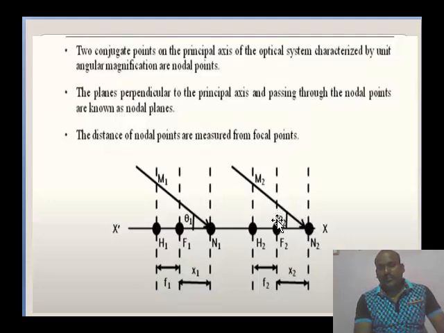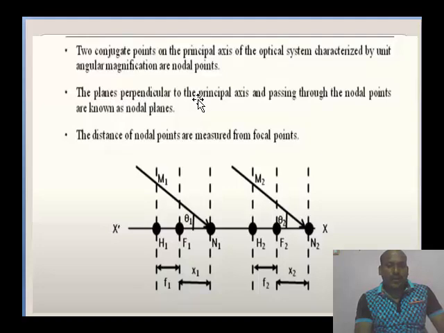So here let us know about two conjugate points on the principal axis. For example, N1 and N2 are the two conjugate points on the principal axis of the optical system, characterized by unit angular magnification; they are nodal points. So unit magnification means the ratio of image angle to object angle, θ1 and θ2, should be 1, or unity.